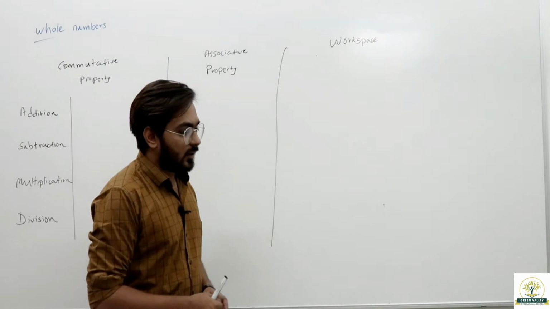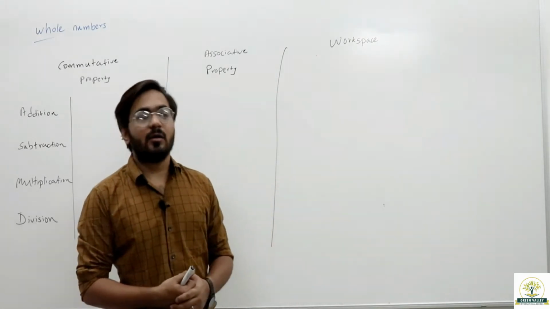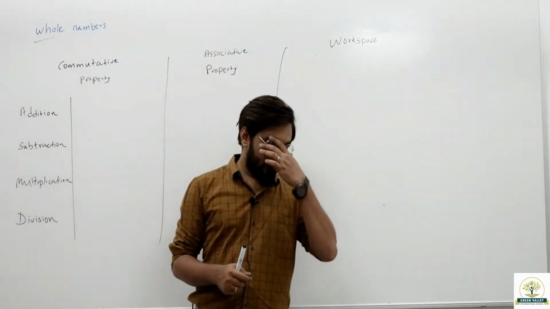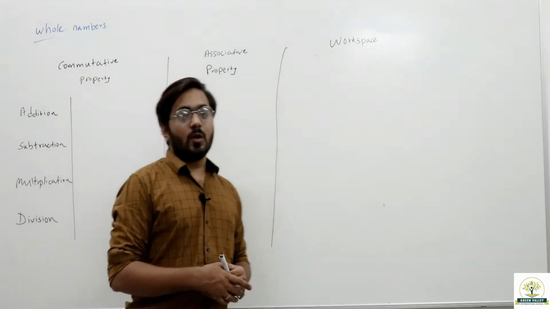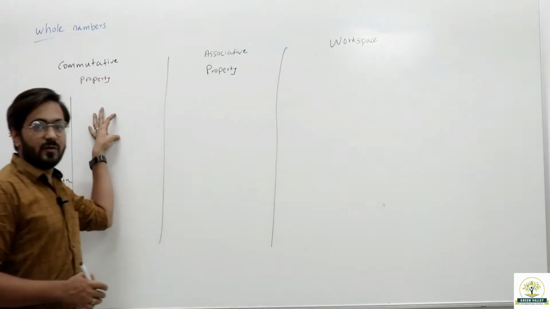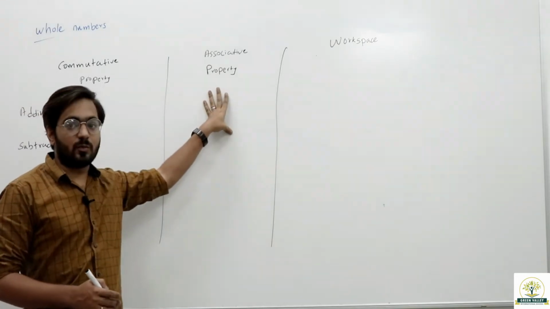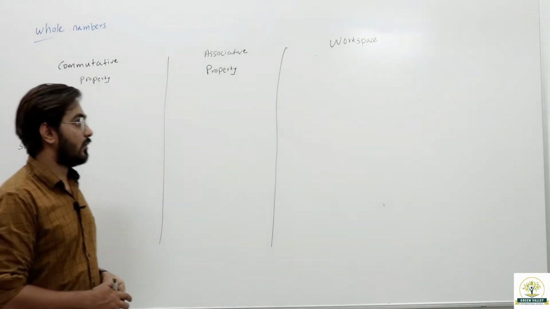Let us start. Last time we learned closure property and addition and subtraction of whole numbers using number line. Let us check other properties for whole numbers. First one is commutative property, another one is associative property. Then we will learn distributive property as well.